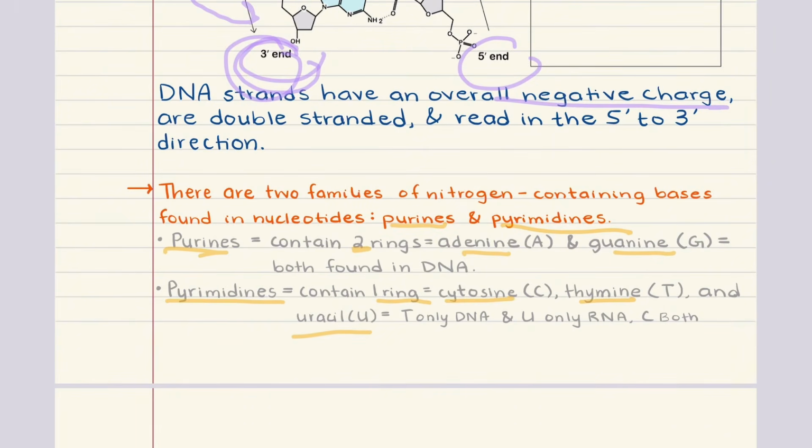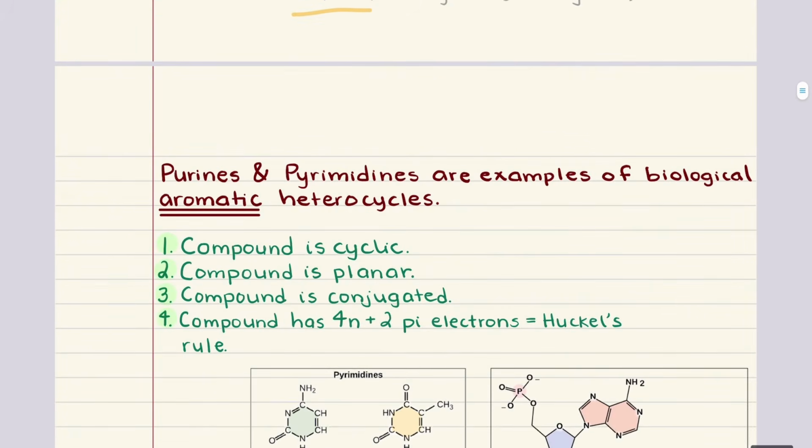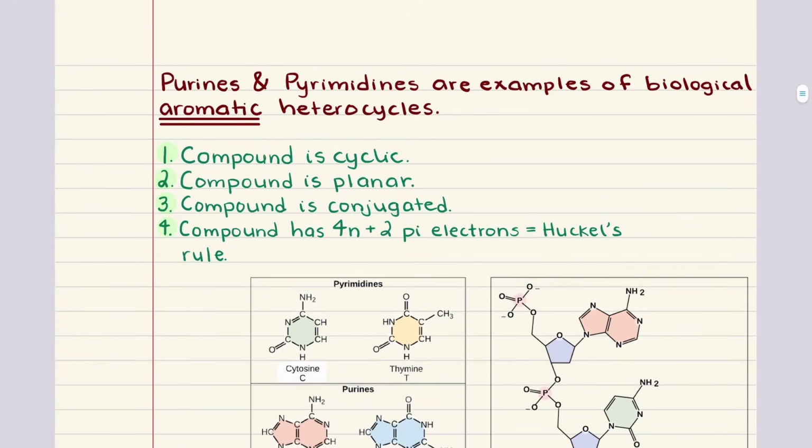Now, one of these, cytosine, is found in both DNA and RNA. Thymine is only found in DNA, and uracil is only found in RNA. Now, from a chemistry standpoint, both purines and pyrimidines are considered aromatic heterocycles. A heterocycle is simply a ring structure that includes atoms other than carbon. So in this case, nitrogen.